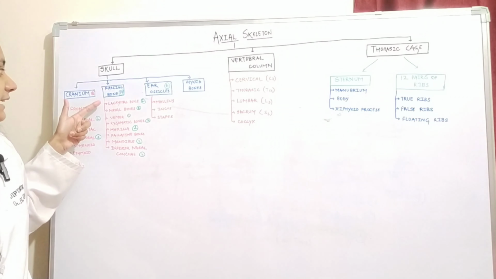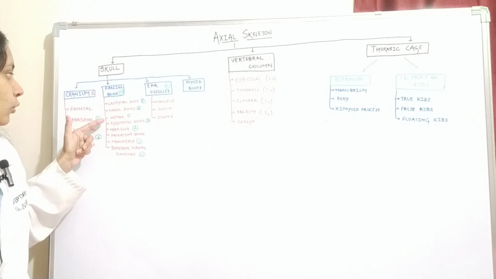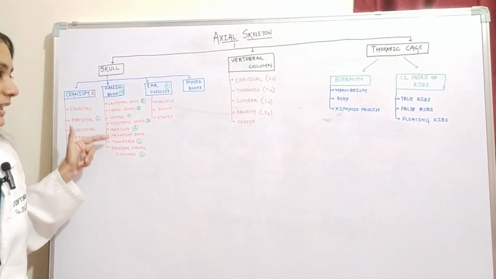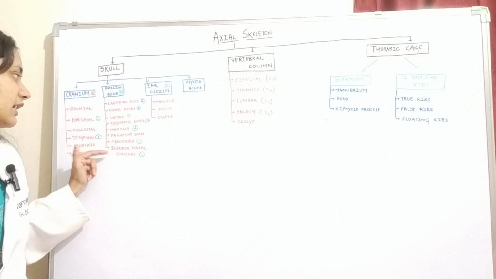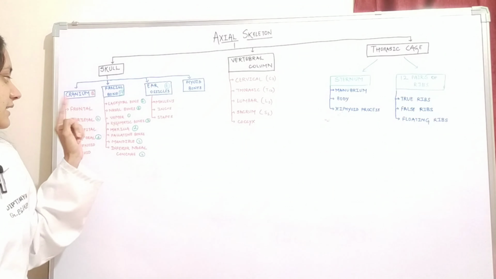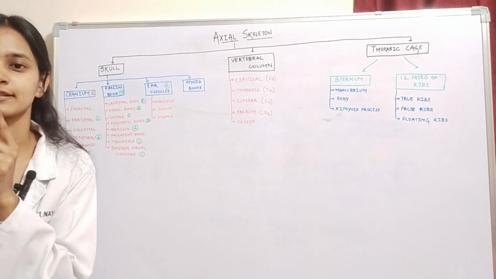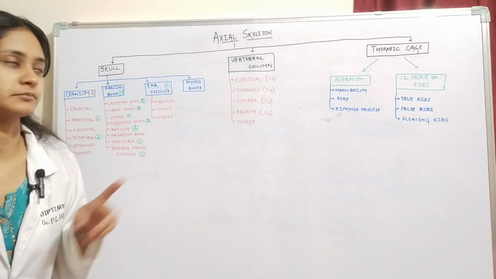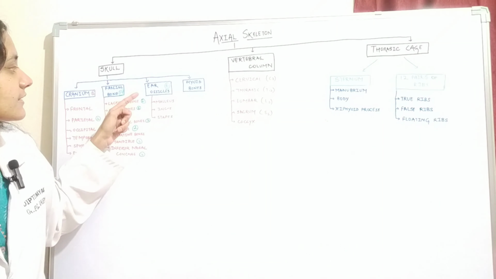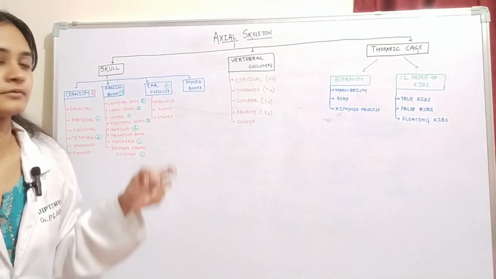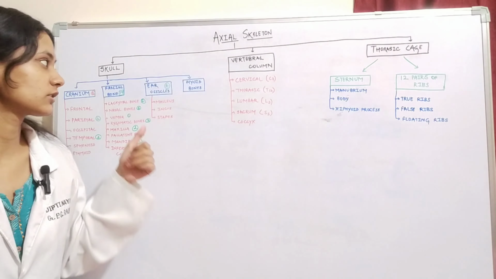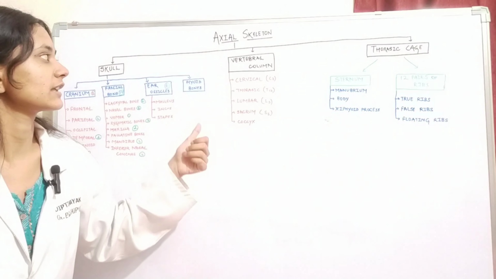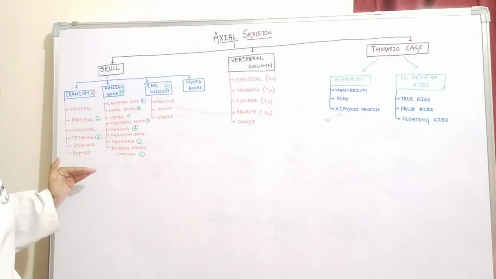Facial bones: lacrimal, nasal bones, vomer, zygomatic, maxilla, palatine, mandible, inferior nasal conchae. Vomer is a single bone and the mandible, that is your lower jaw, is single. Rest all are 2 in number. Ear ossicles: malleus, incus and stapes, 3 on each side, total 6. Hyoid bone, single bone. Here it completes our skull part.